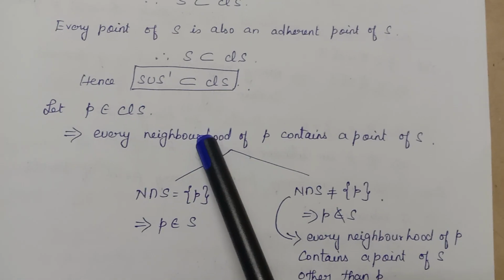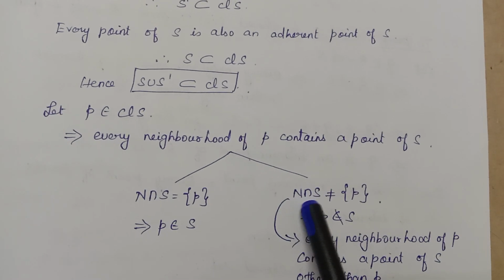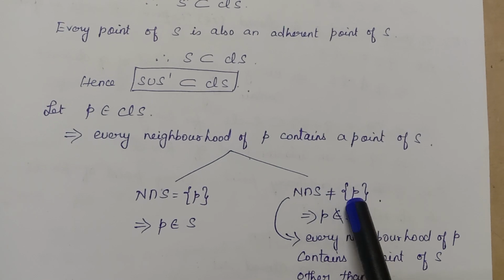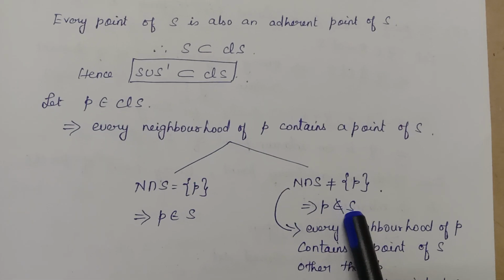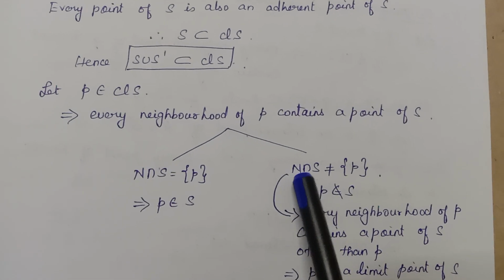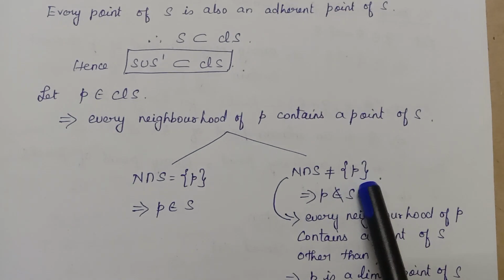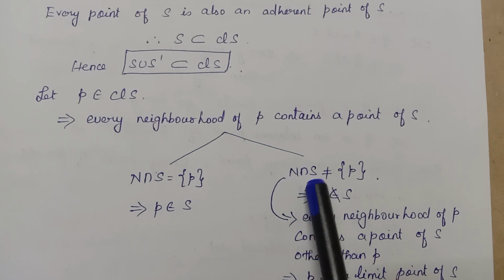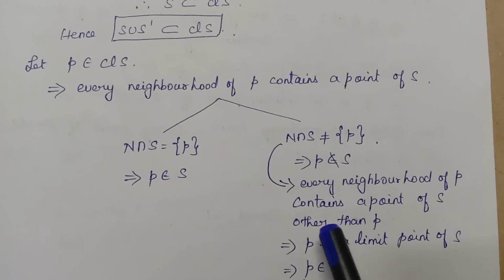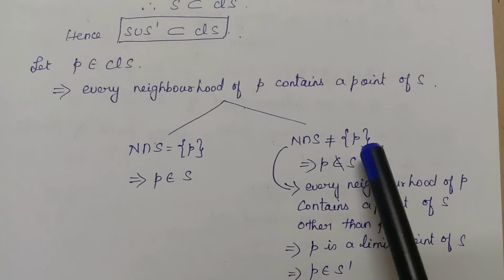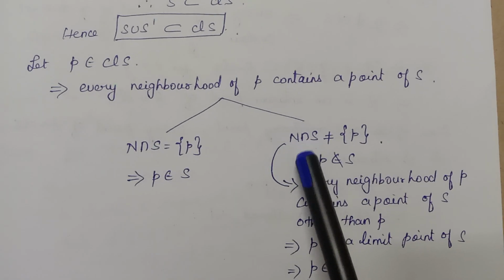That is, since every neighborhood of P contains a point of S and N intersection S is not equal to P, it means it is some other point. Okay. So P doesn't belong to S. Okay, right? Now, from this, what do we conclude? P is an adherent point, but the common point for N and S is not P, which means every neighborhood of P contains a point of S other than P. Okay, P is not in the intersection means some other point different from P is there in the intersection.